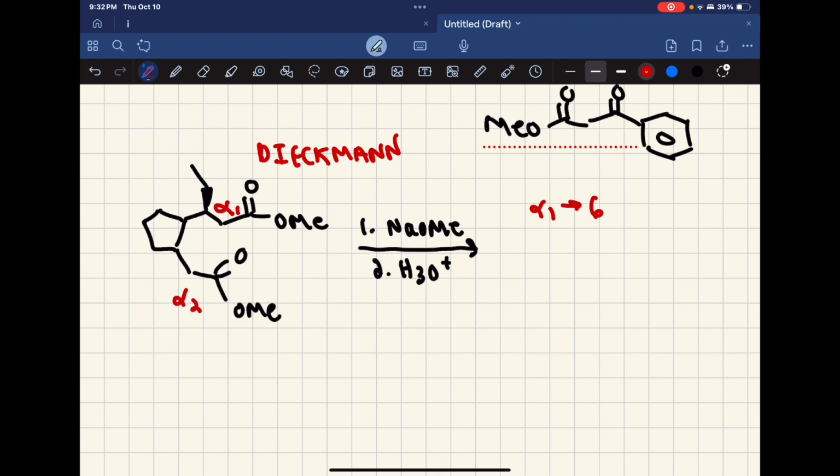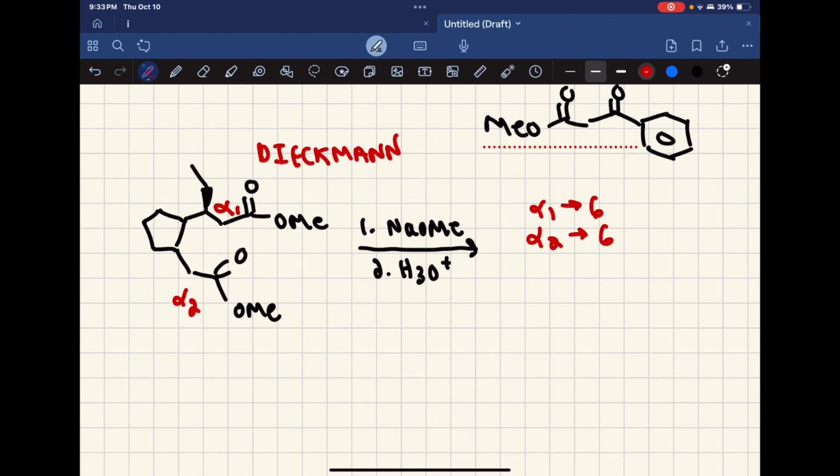If we look at alpha 2, and that added in to the other carbonyl, so something like this, we would have a 1, 2, 3, 4, 5, 6. So alpha 2 also forms a 6-membered ring. So we need to consider both pathways, and then draw both targets, all right? So let's fill that back in. Let's start with alpha 1 going into the bottom ester.